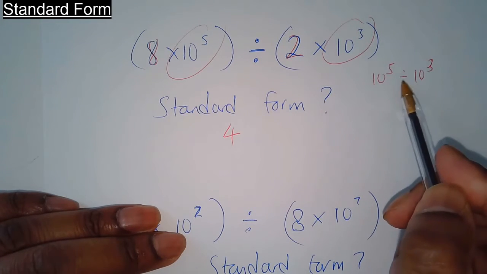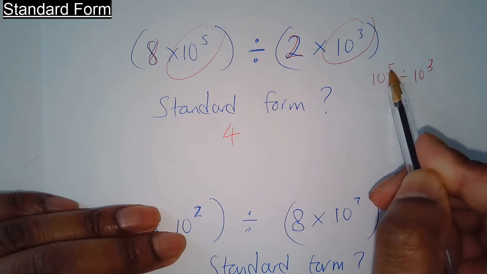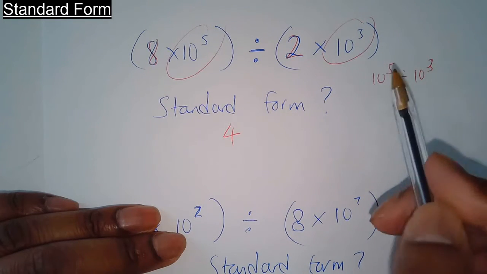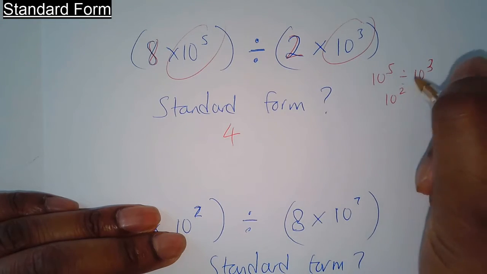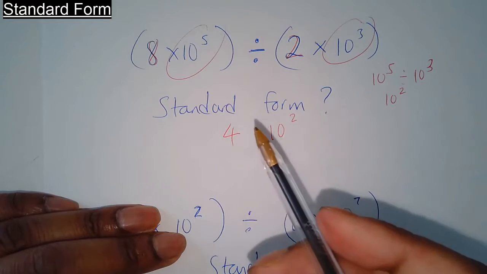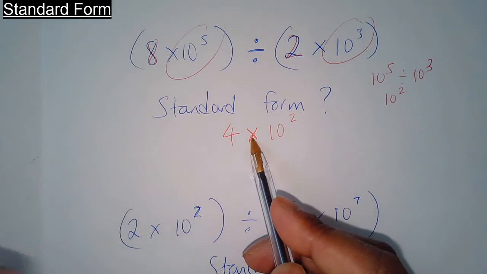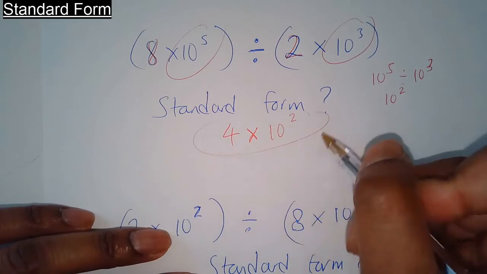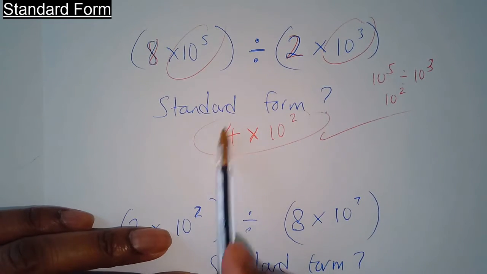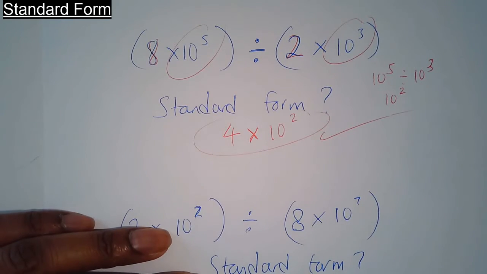Right, if the base is the same and we're dividing in between, what do we need to do to the indices? We need to take away, so that will be 10 to the power of 2. But being a standard form, it needs to have a times symbol. You cannot just copy the divide there. That wouldn't make it a standard form number. Just check the first number is between 1 and 10. Sometimes people forget to do that.